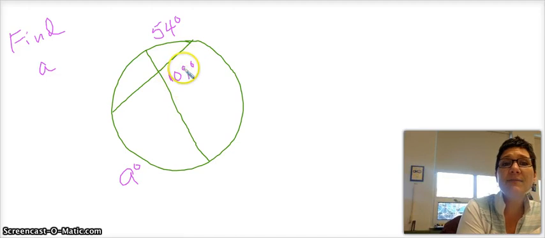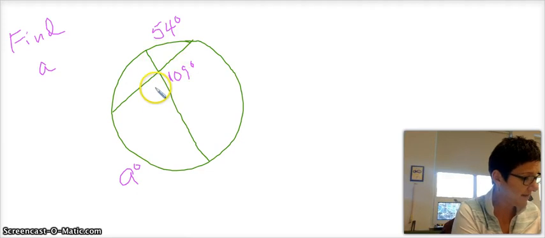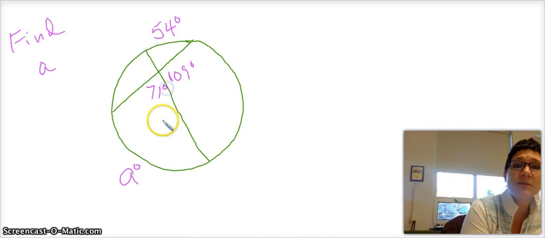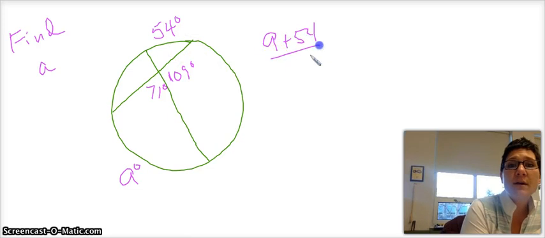I gave you this angle over here, but you need to find this angle so you can use the rule. You should recognize that these two angles are supplementary, so 180 minus 109 is equal to 71 degrees. So this one is 71 degrees, because remember, those are the ones that have the relationship. If you apply your rule, you should have a plus 54 divided by 2 is equal to 71. That's an a, not a 9.